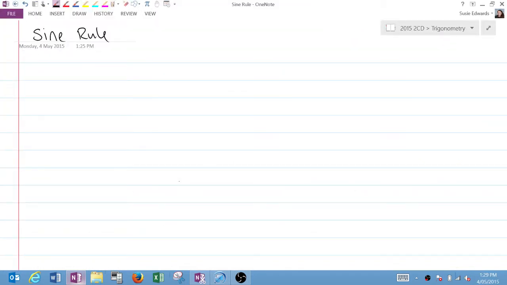Looking at sine rule now. Just like SOHCAHTOA is a rule for right angle triangles, sine rule is a rule for non-right angle triangles. And the rule is this: little a over sine A equals little b over sine B equals little c over sine C.